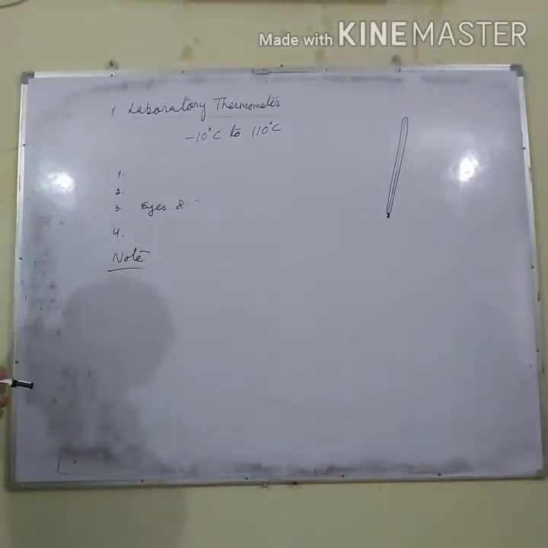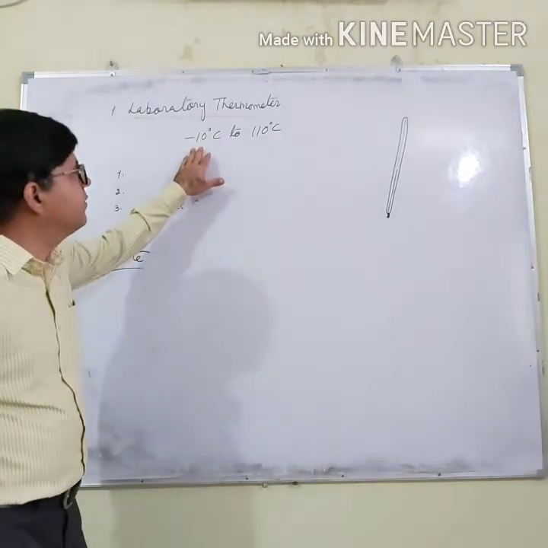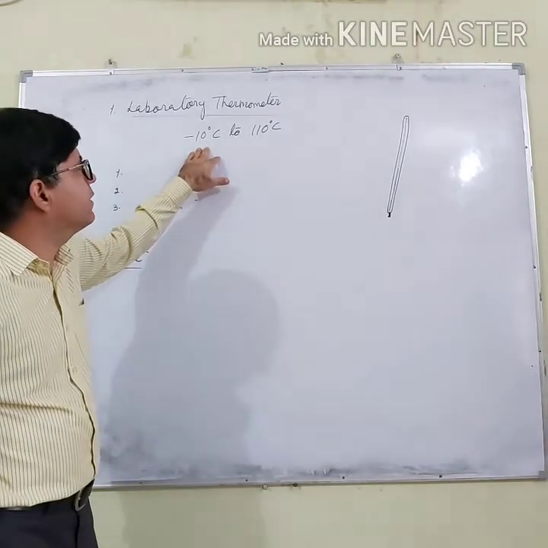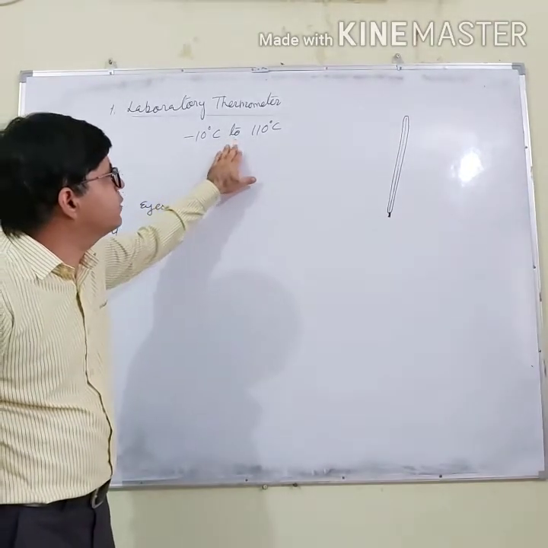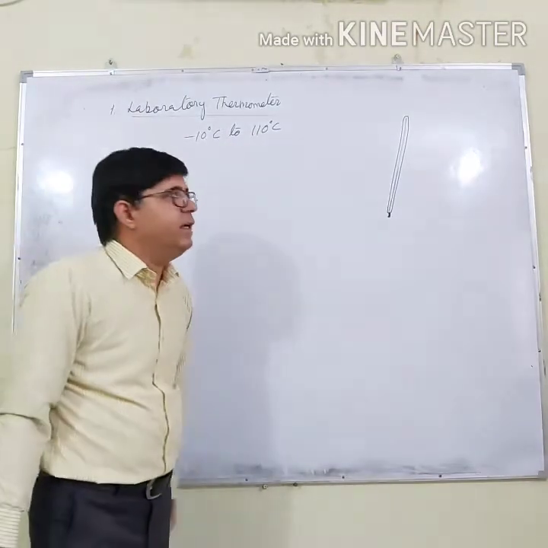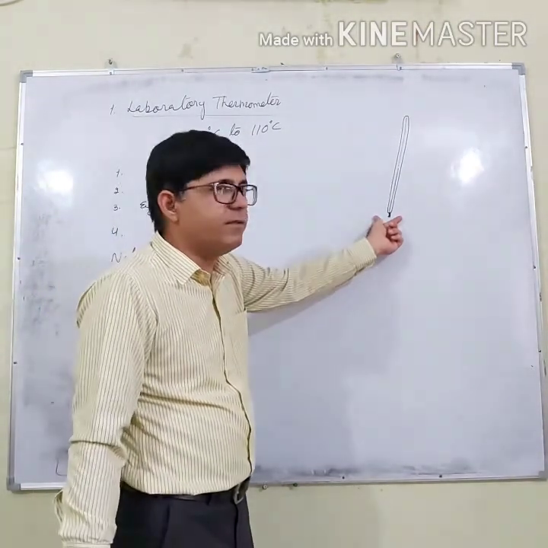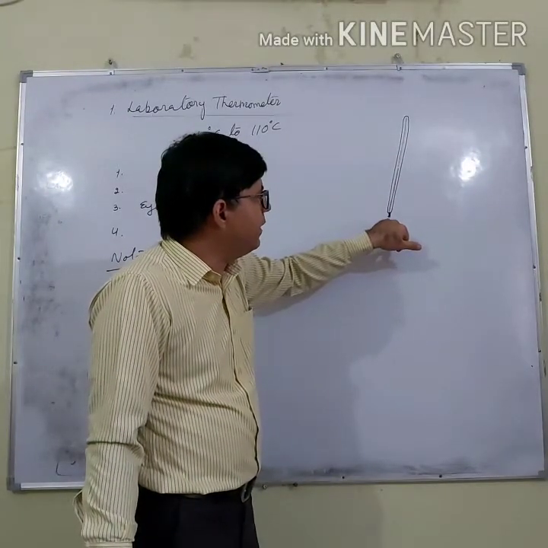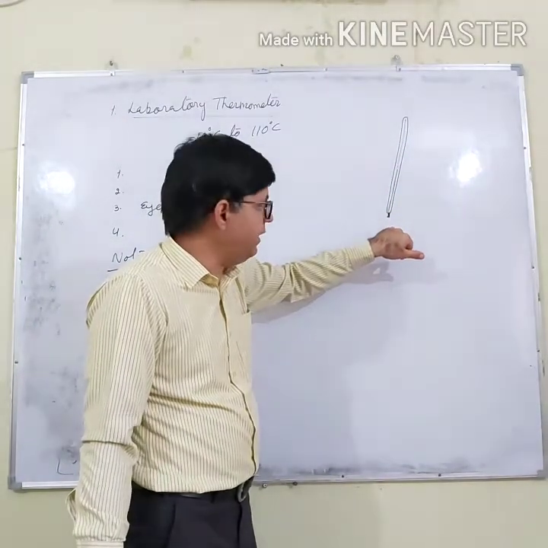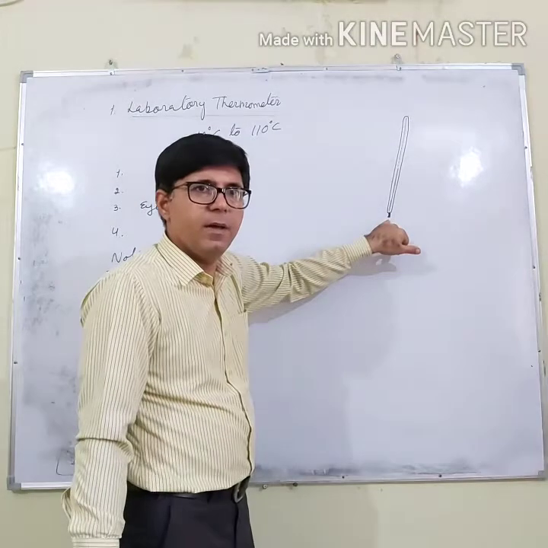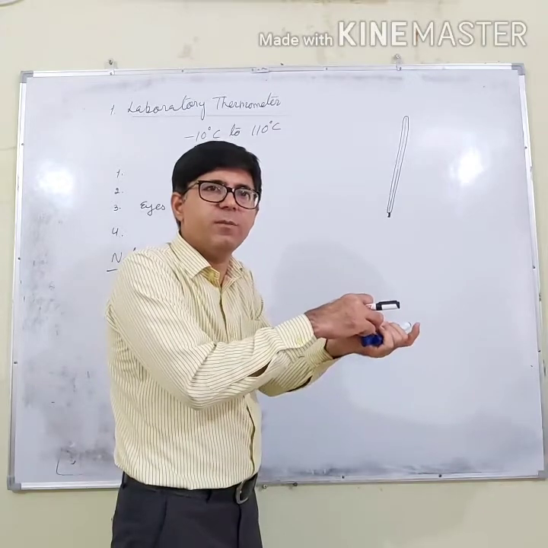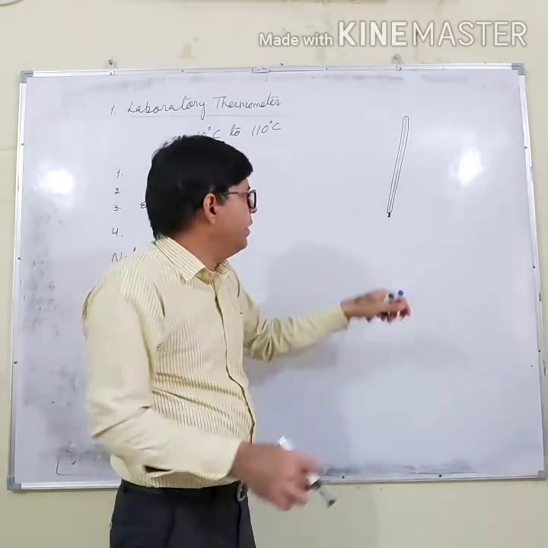So these are the points about the laboratory thermometer. The laboratory thermometer is used in our labs, and its temperature range is -10 degrees Celsius to 110 degrees Celsius. This thermometer consists of a narrow glass tube in which mercury is filled, and there is a bulb, right? And when the bulb is placed in contact with the substance whose temperature we want to note, then what happens?